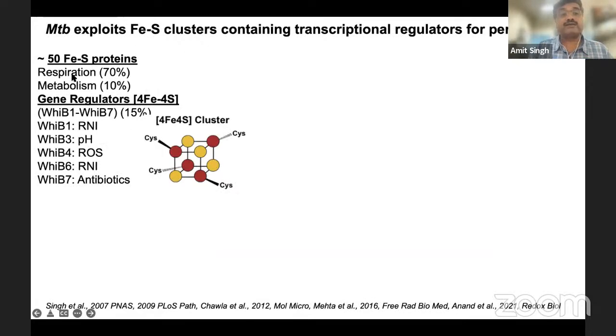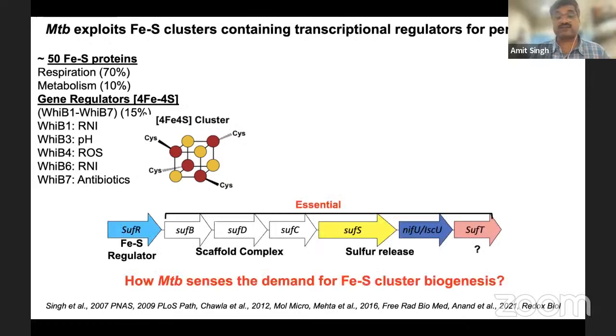Also to mention, MTB contains about 50 iron sulfur cluster proteins, 70% of them involved in respiration, about 10% in metabolism, and some of these proteins, WhiB family specifically, are 4Fe-4S cluster containing transcription factors, which are required for MTB adaptation in response to a variety of stresses, including nitric oxide, low pH, reactive oxygen species, and antibiotics. So it seems like MTB is relying on iron sulfur cluster proteins for its respiration, metabolism, as well as stress response.